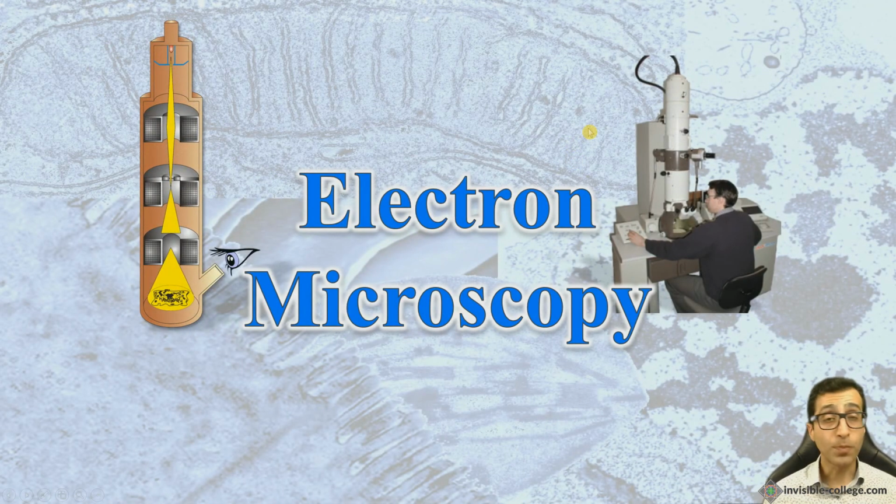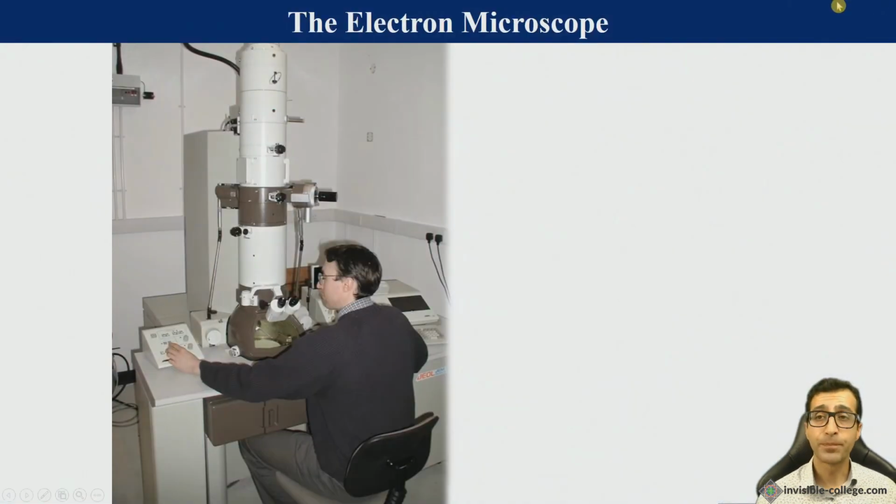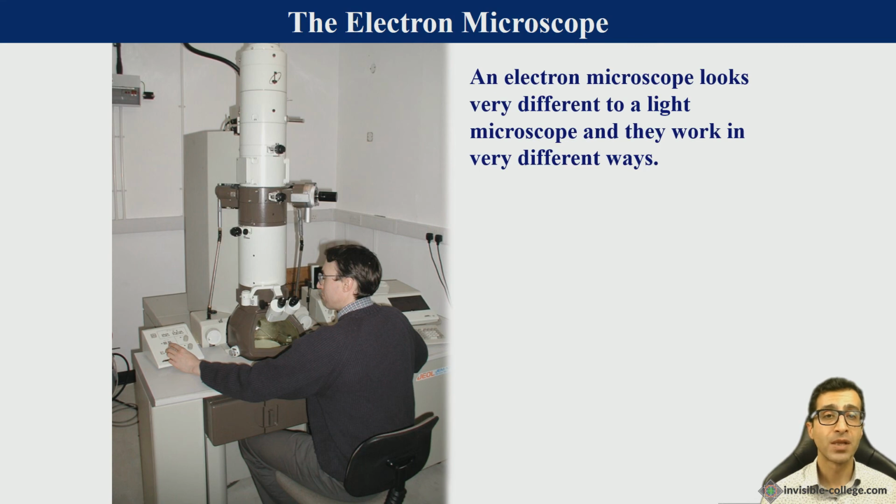So we've looked at optical microscopy. We also need to understand electron microscopy. Now, an electron microscope obviously looks very, very different to a light microscope, as you can see here, and it works in a very, very different way. Now remember, the resolving power of a light microscope is limited by the wavelength of light that you're using to illuminate your sample.